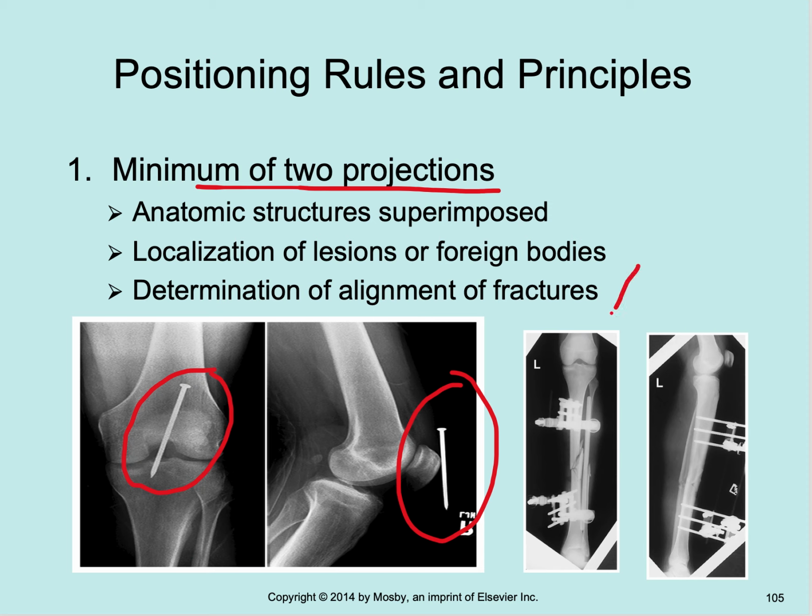So once again, we talk about this one. So this is your AP position, and you can see all of the hardware that's in here. You can see your fractures down through here. You can definitely tell that it's broken bone.